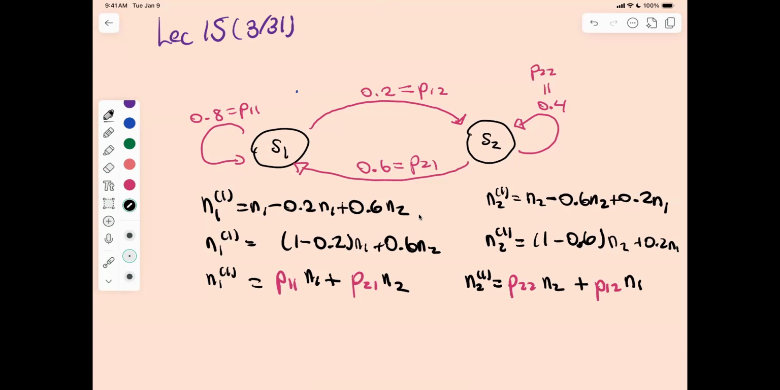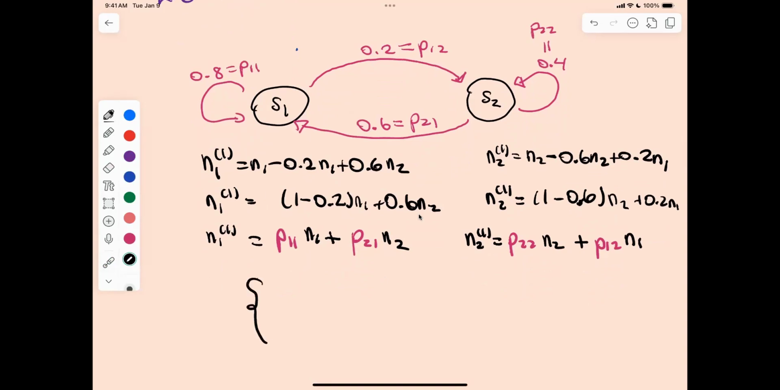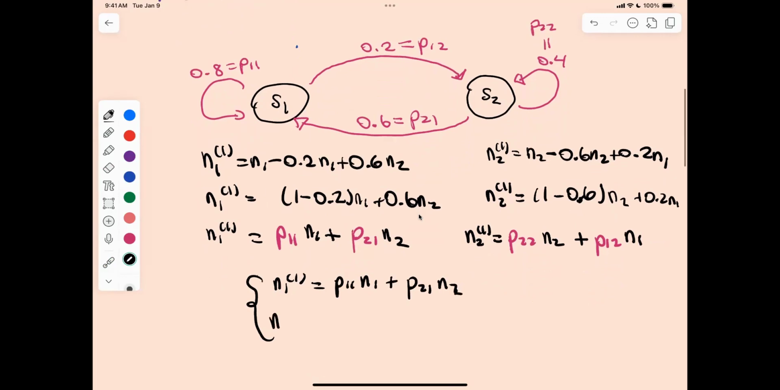Hopefully that makes it more clear that these are two linear equations. Because if you think about n1 and n2 as the starting numbers, they're being multiplied by some constants, so it's like a linear combination. So let me write it in a system of equations format. This is saying that n11 is P11 n1 plus P21 n2, right? And you have that n21 is P12 n1 plus P22 n2, right?